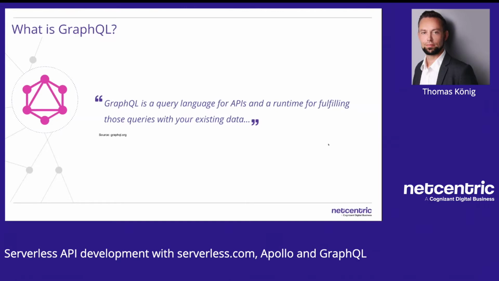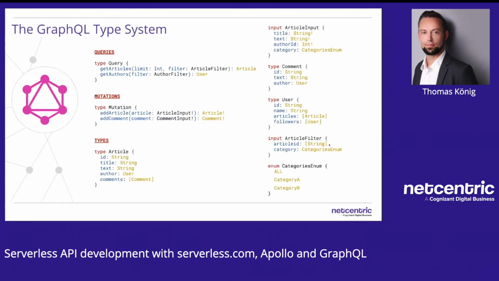So, as I said, it's based on a type system. Let's have a look into such a type system. GraphQL requires, and this is within the name, it's a query language, at least one query. You can have multiple of them, but at least one is absolutely mandatory. Otherwise, you are not able to run or deploy a GraphQL API.